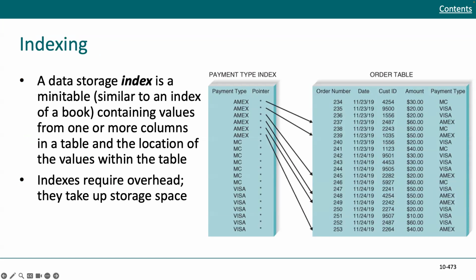Well, what about indexing? A data storage index is a mini table, similar to an index of a book, that contains values from one or more columns in a table and the location of the value within the table. The indexes require overhead and they take up storage space, so we have to keep that in consideration.